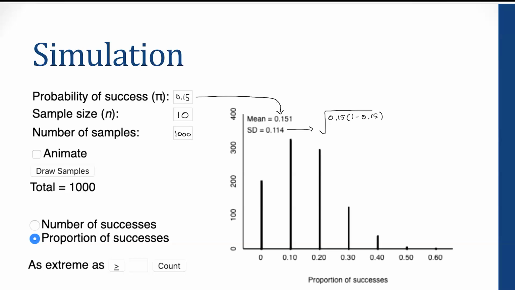The standard deviation, what you could do is take the square root of 0.15 times 1 minus 0.15, all divided by sample size of 10. And again, I strongly encourage you to pause the video, try to calculate that with your own technology, and what you should get is 0.113 approximately. So that's pretty close to what we have here from the applet.